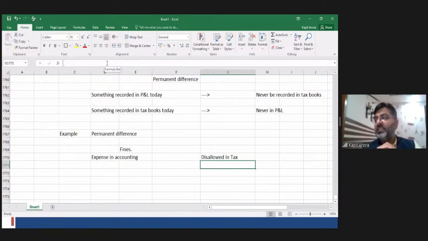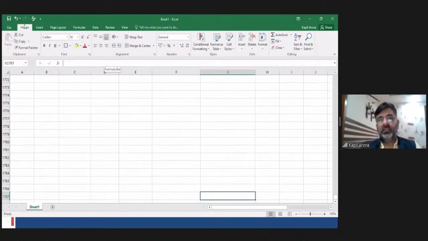When this would be the case, these differences are known as permanent differences. Whereas other differences which we talked about are timing differences. Those differences will get nullified or settled in the long run. Right? Maybe next year, maybe the year after, maybe in 5 years, 10 years, but it will become zero.